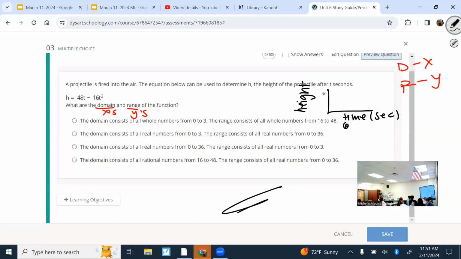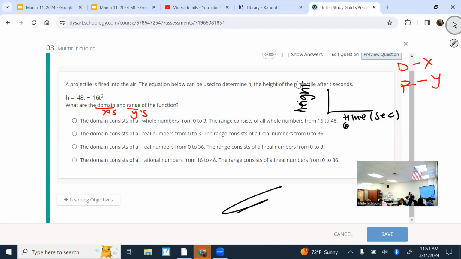Reason why that's important, you have to think logically when it's asking you about reasonable domain and range. Like you have to think, what can my time be? Can my time be negative? Can I have negative seconds? Can I have decimals of a second, like 2.5 seconds, is that possible? So keep that in mind too.